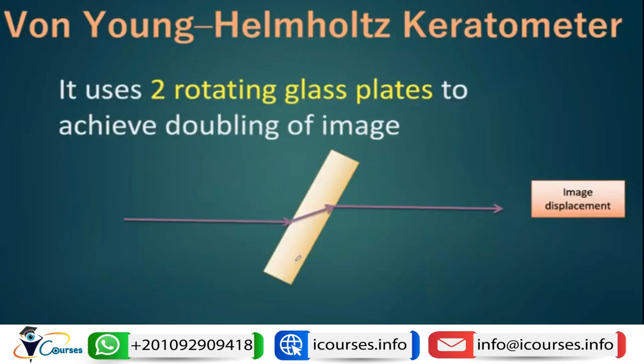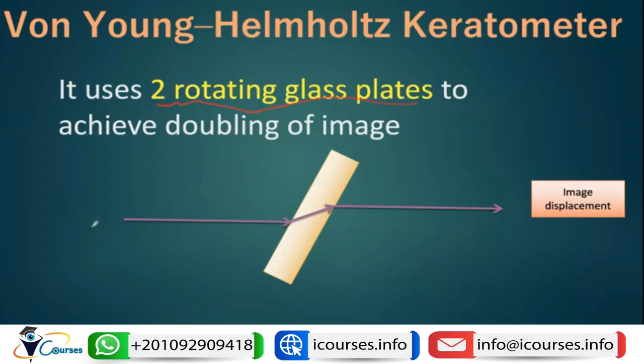This will be inaccurate. So for each device, we need to know what doubling device is used. Let's start with the first one, which is called the von Young-Helmholtz keratometer. It uses two rotating glass plates as a doubling device.